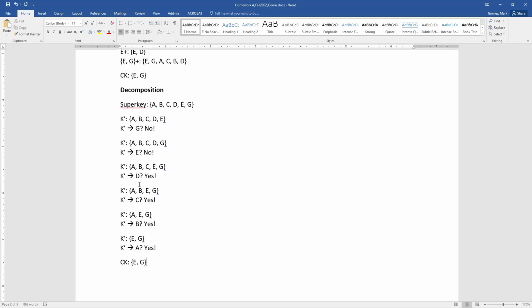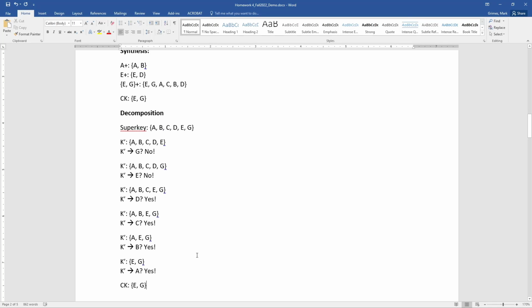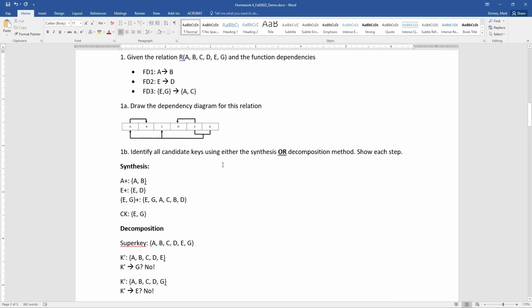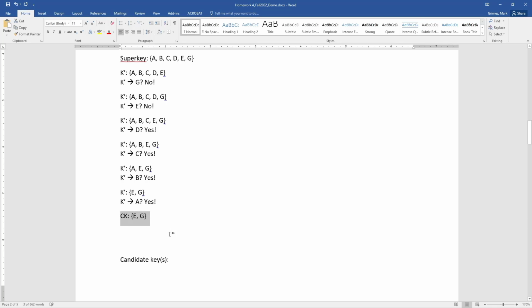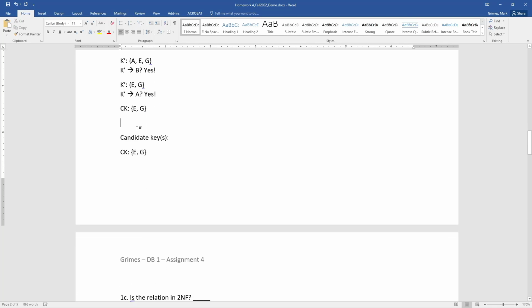Now, regardless of the method we used, synthesis or decomposition, we want to see if there are any additional candidate keys that we can derive. And the way we do that is to look at all of the attributes that make up whatever candidate key we have found, and look back at our functional dependencies and see if any of those attributes are dependents in any of the functional dependencies. So in this case, I don't see E or G as a dependent in any of our functional dependencies. So at this point, I think we have just this one and only candidate key of EG. So that is going to be our answer there.